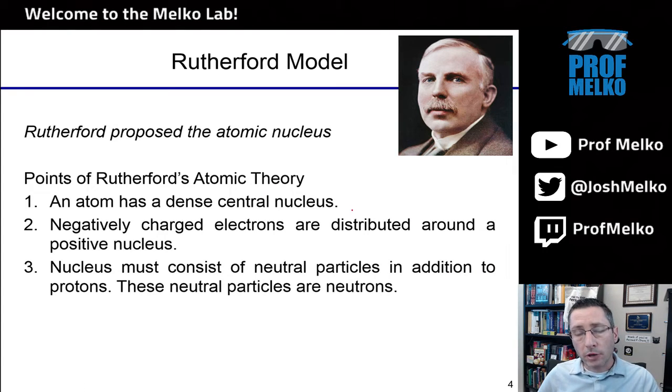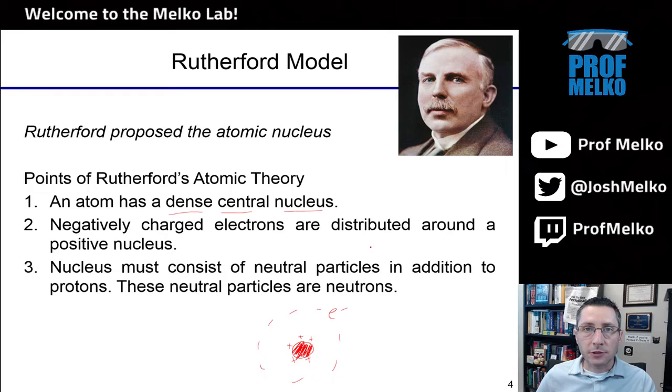So Rutherford was the first to propose this atomic nucleus, right? That we have this really dense area, and then surrounding that, there might be some electrons, perhaps in orbits, perhaps just further out. So the electrons are somewhere out here, distributed around this positive nucleus. Okay, so Thomson said it was this positive smeared out charge. Rutherford said it's this dense central nucleus.